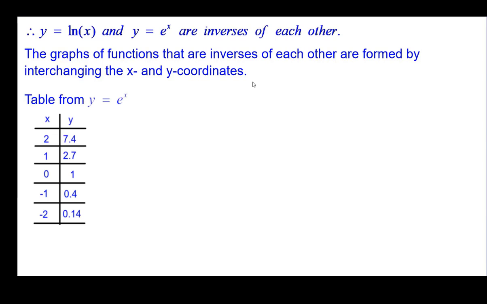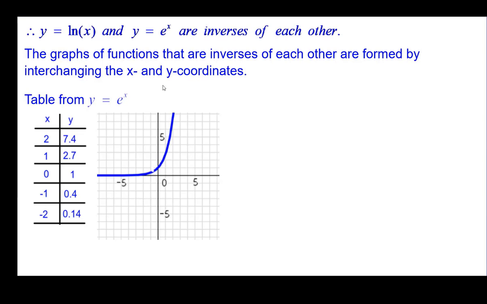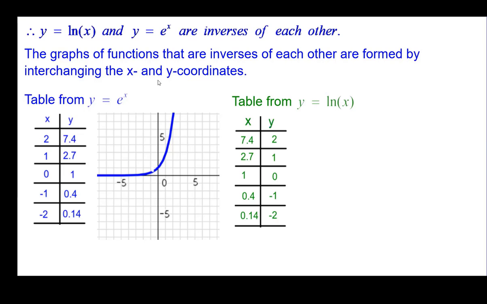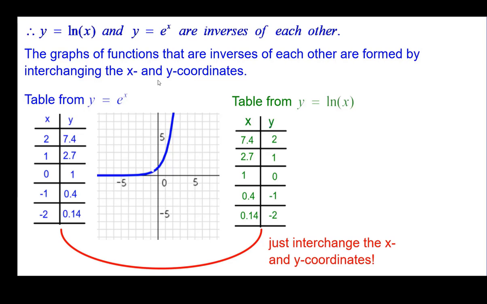So here's our table from the exponential function, which hopefully you just did the video for. We did need to use a calculator to know these values. And the graph looks like this, exponential growth. So the table for the natural log of x will look like this, because we just interchanged the x and y coordinates. It's that simple. So if you know the graph of e to the x, you know the graph of y equals natural log of x.